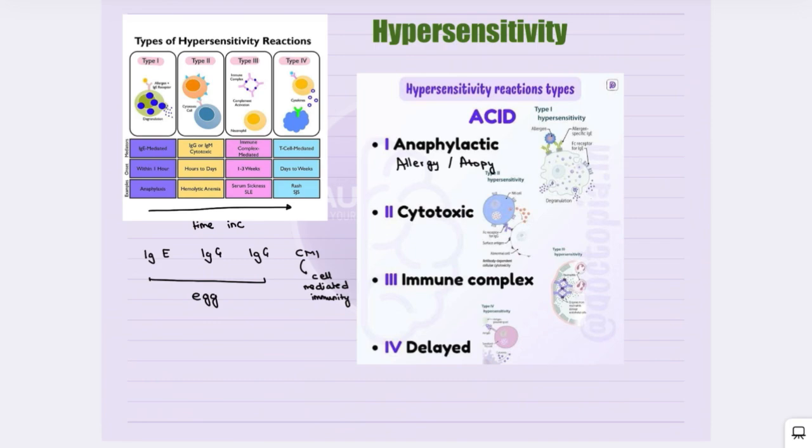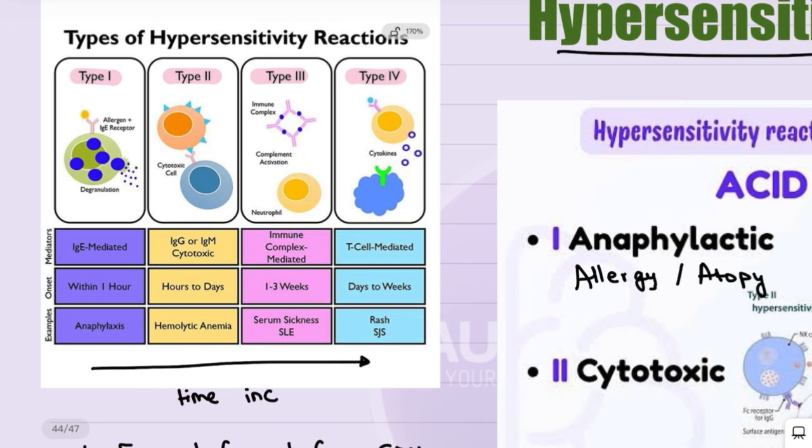Hello everyone, and today we are going to discuss hypersensitivity reactions. Okay, the hypersensitivity reactions are divided into four: type 1, type 2, type 3 and type 4.